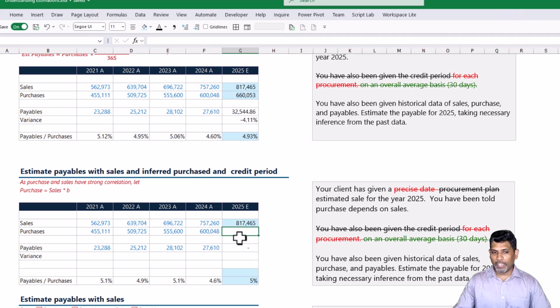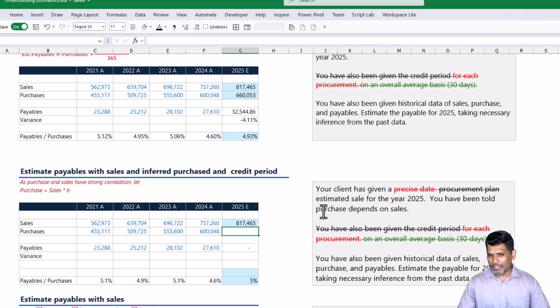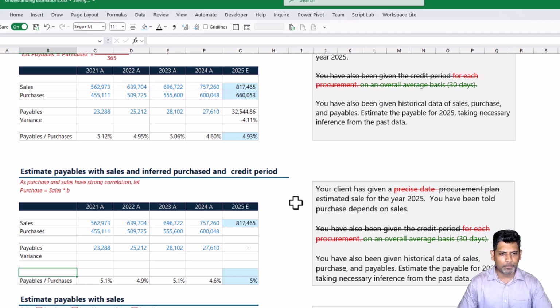Now we know that if I have purchases data, purchases times the payable to purchase ratio will help me get the payables. But how do I get purchases? The problem tells us that purchase directly depends on sales. If that be the case, then my purchase should be sales times something. So let's call it B. So sales times B will give me my purchases. But what is that B? How do I find out?